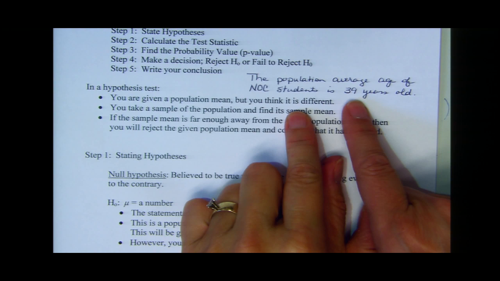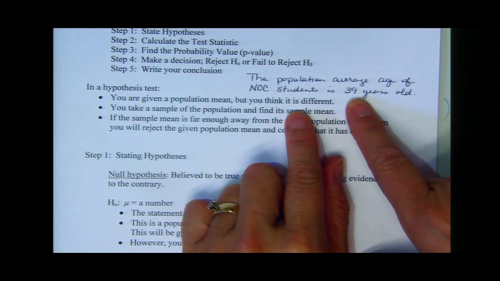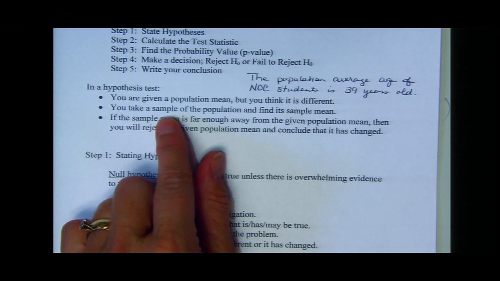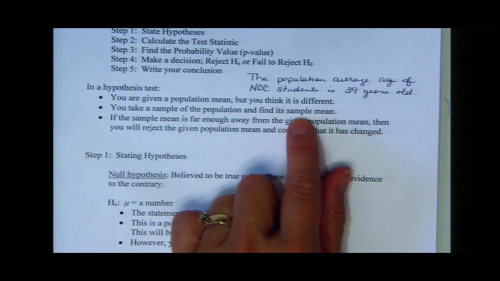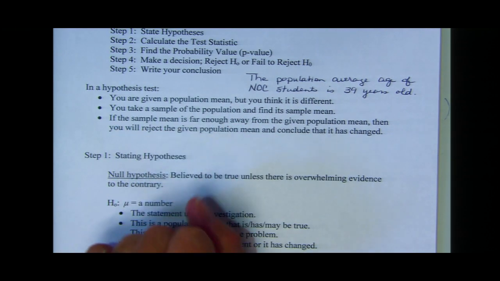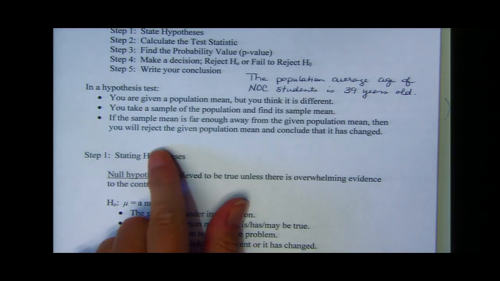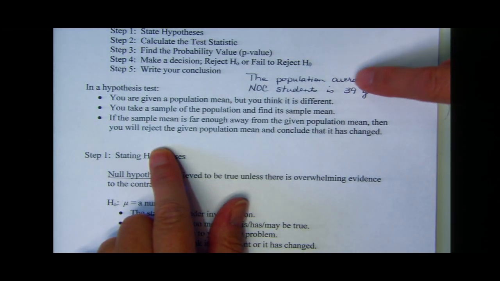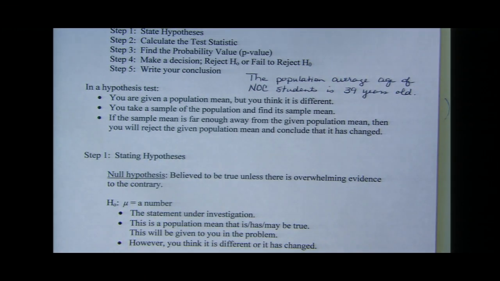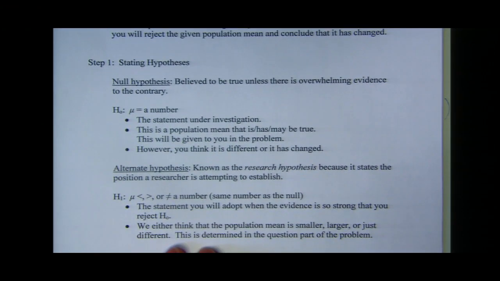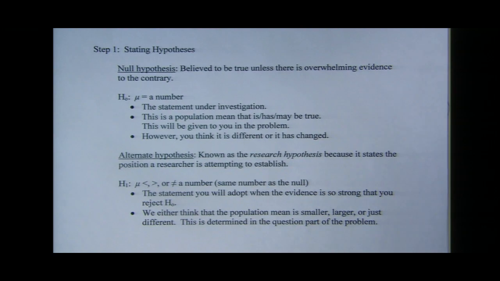But you look at that and you go, you know what? I think it's different than that. I don't think it's 39 years old. So what we'll do is we'll take a sample of the population and find its sample mean, which is X bar. If the sample mean is far enough away from the given population mean, then you can reject this claim and conclude that it is changed. So that's what we're looking to do. So let's take each step at a time.